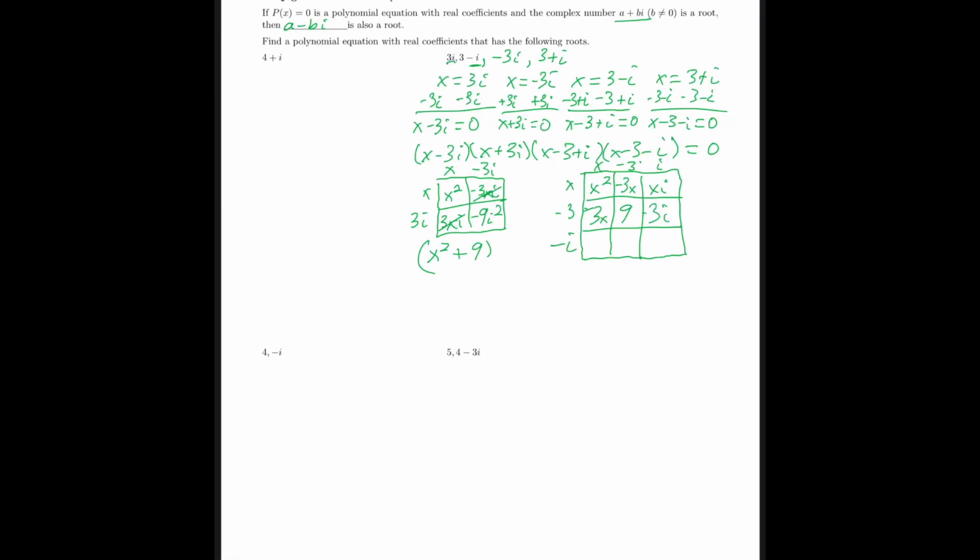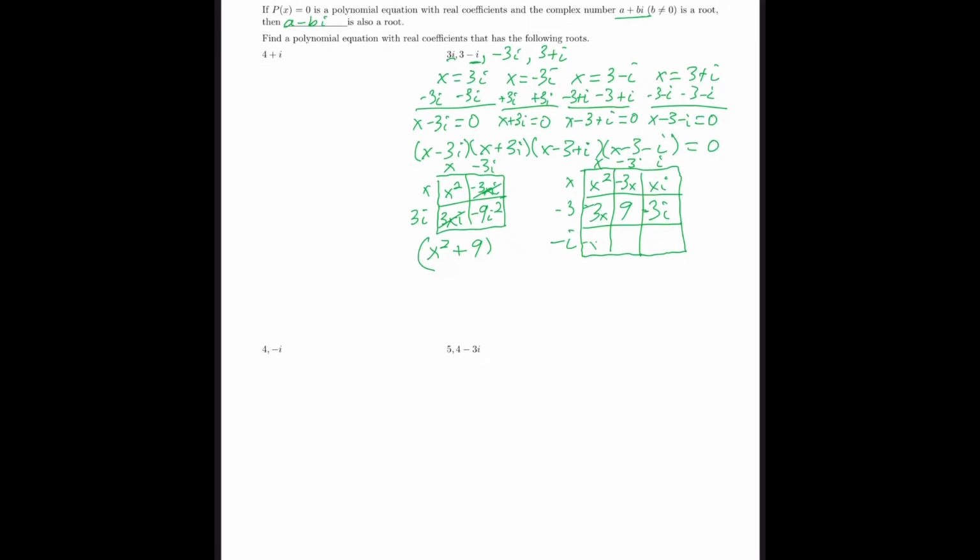So x times x is x squared. x times negative 3 is negative 3x. x times i is xi. x times negative 3 is negative 3x. Negative 3 times negative 3 is 9. Negative 3 times i is negative 3i. x times negative i is negative xi. Negative 3 times negative i is 3i. And negative i times i is negative i squared.